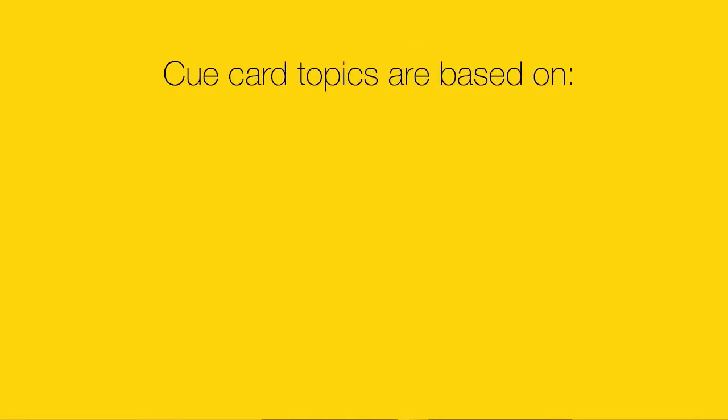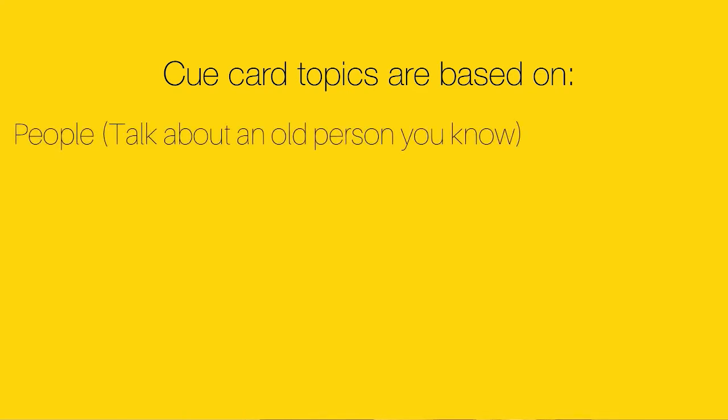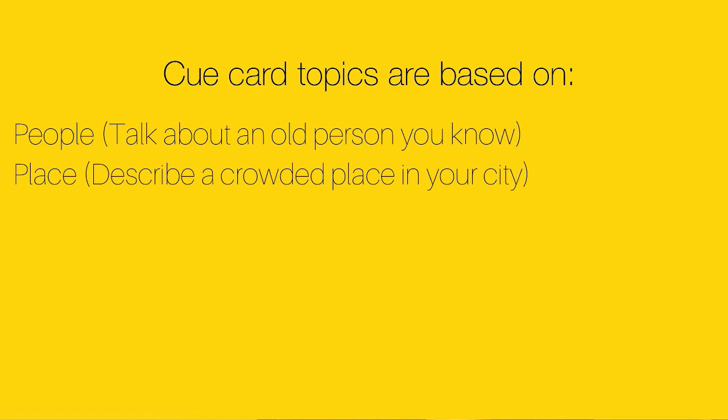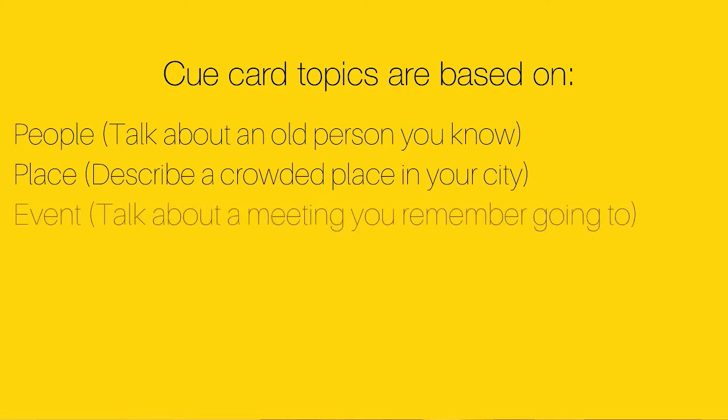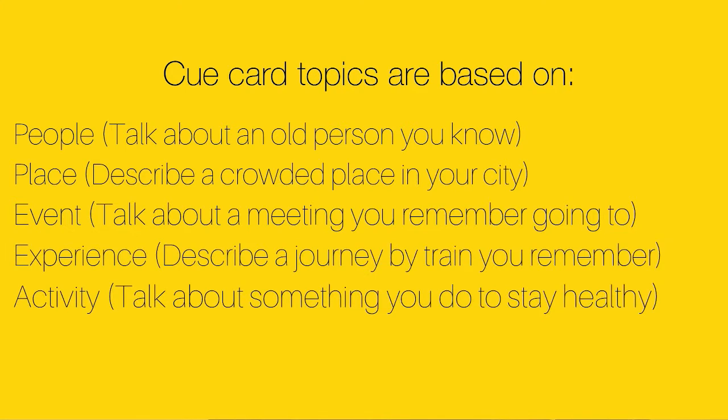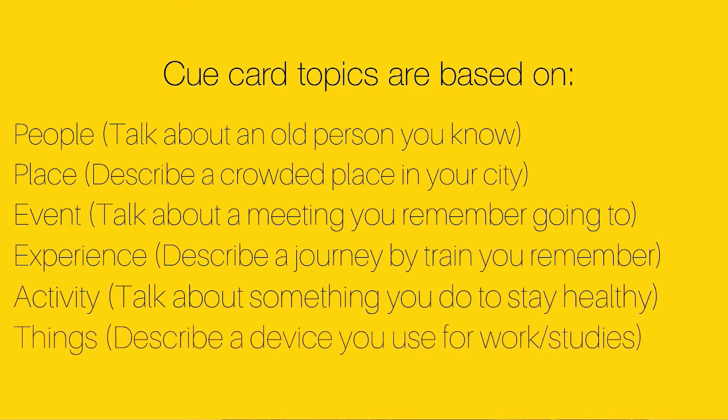Our cue card usually is about one of these topics. There could be a topic about people, or places, or events, or experiences, or activities, or we could be asked about some things. So our cue card topic is going to be one of these. So it may be helpful if we prepare some opening sentences for each one of these.